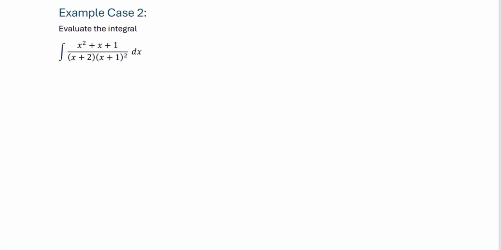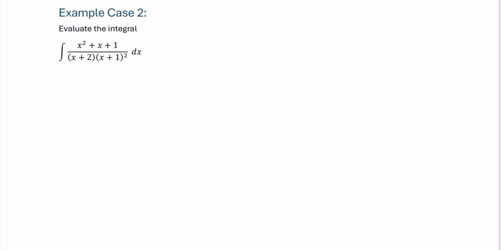Let's look at integration using partial fractions. Notice the denominator has already been factored for us. That's convenient. And also recognize that these are both linear factors in the denominator, and one of them is repeated. That is what makes this case 2. We have repeated linear factors.